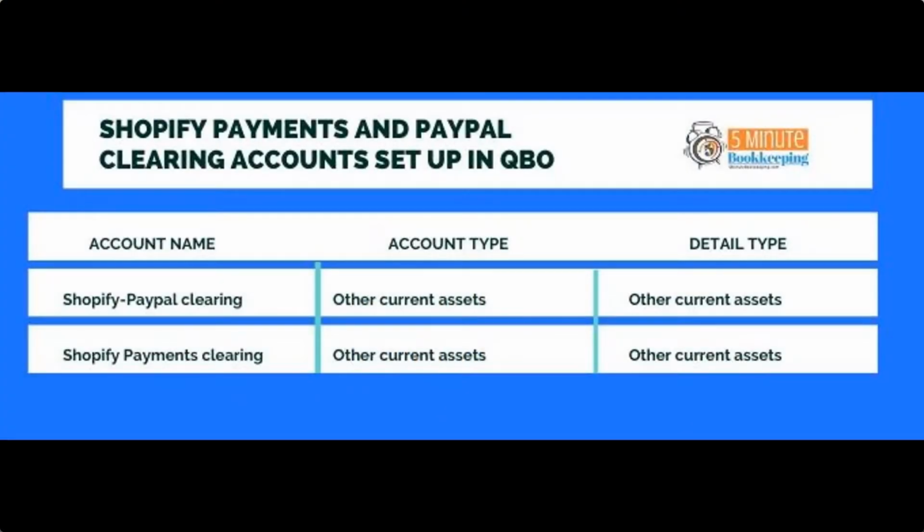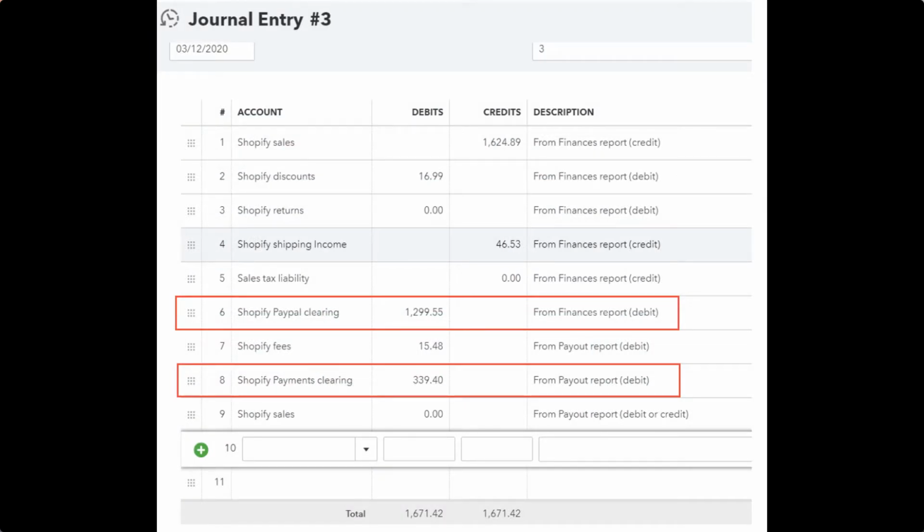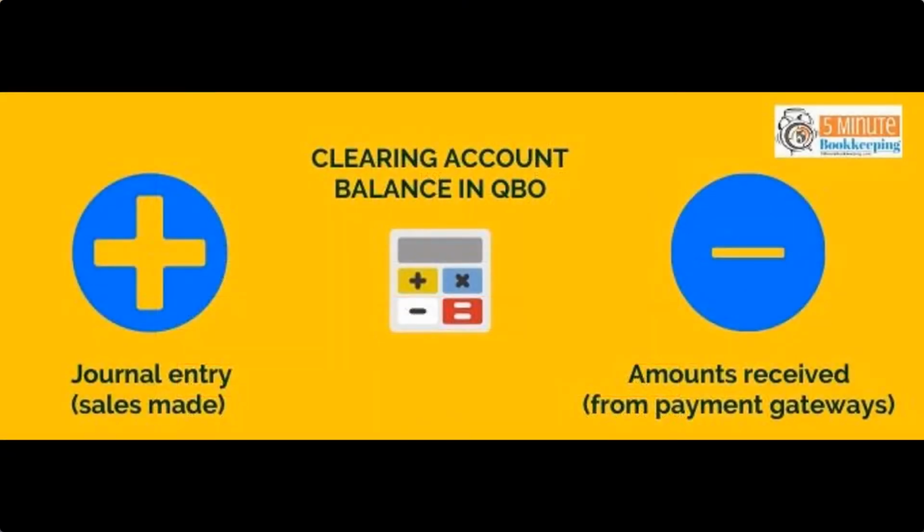If you recall from my previous video, we set up clearing accounts in the QuickBooks Online chart of accounts to track the payments received from Shopify Payments and PayPal. And these are the accounts that we set up. I also showed you how to enter Shopify income in QuickBooks Online using a journal entry. And here's the journal entry. And as you can see, we used those accounts that we set up of Shopify PayPal clearing and Shopify Payments clearing.